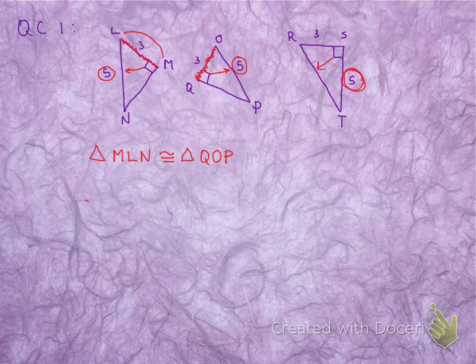So triangle MLN is congruent to triangle QOP by the HL theorem. The base of each measures 3, and the hypotenuse of each measures 5.